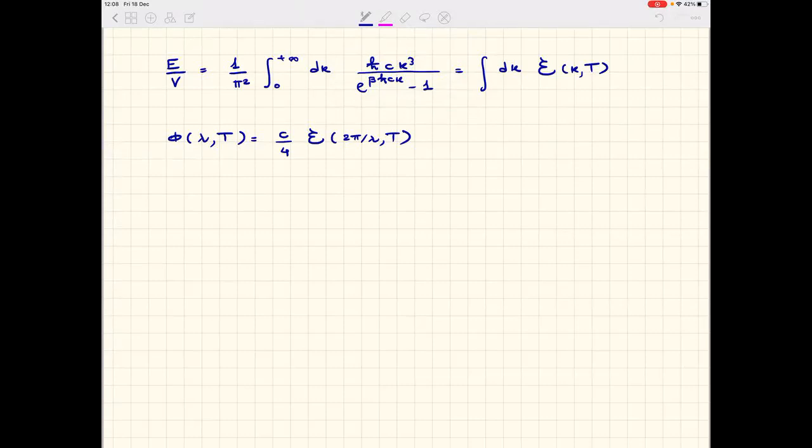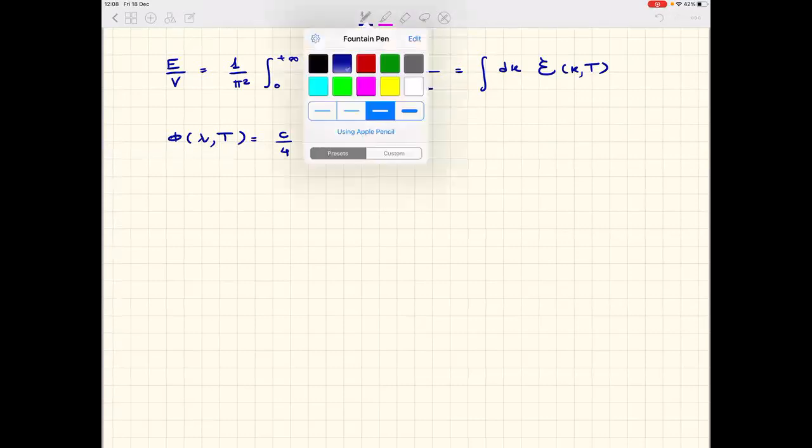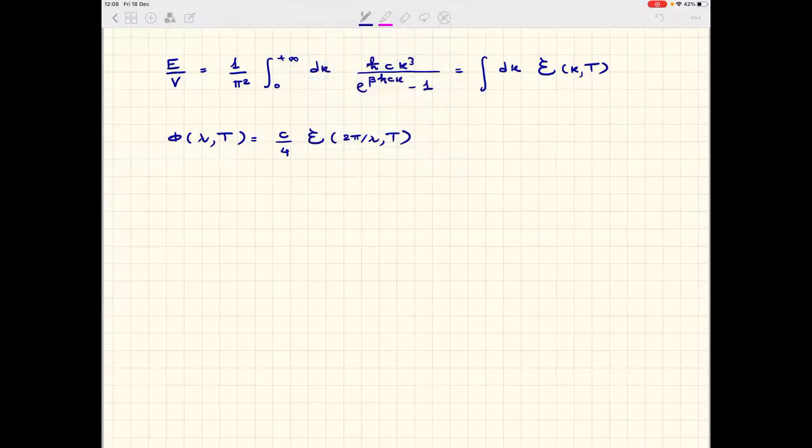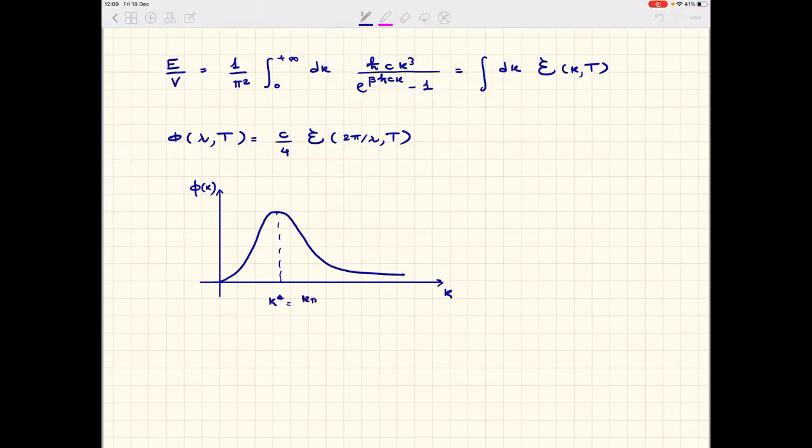Okay. So now, if I look at how this flux looks like as a function of the momentum of the radiation, I'm going to see something of this type. So this is phi of k, k is 2 pi over lambda, versus k. I'm going to see something that does this and then decays exponentially and has a maximum at a momentum which is equal to kBT over h bar c.